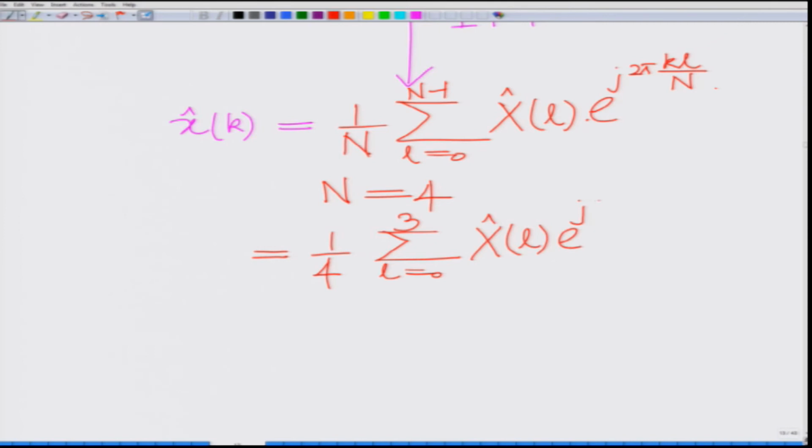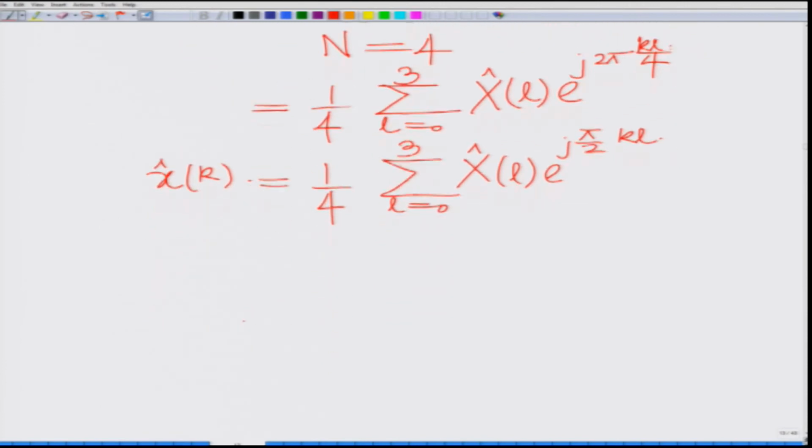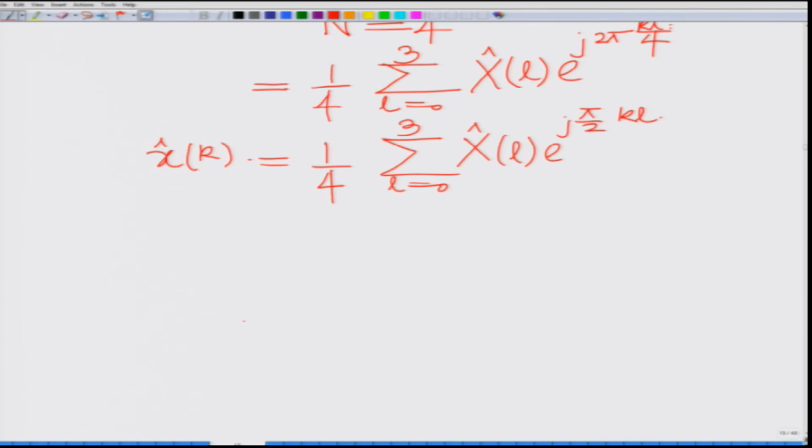capital X hat of L e power j 2 pi k L divided by 4, which is equal to 1 over 4 summation L equal to 0 to 3 capital X hat of L e power j pi by 2 times k L. Okay. Small x hat of k equals 1 over 4 summation L equal to 0 to 3 capital X hat of L e power j pi by 2 times k L.